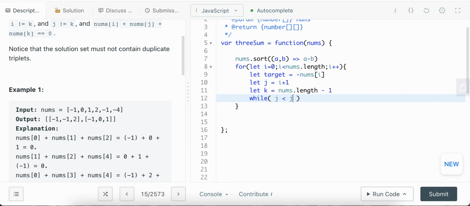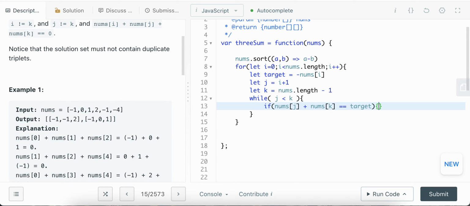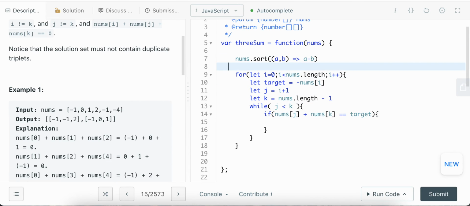k, and then what are the 3 different cases we might have? nums[i] plus nums[j] plus nums[k] is equal to the target. In this case, let us have a variable where we store our results, right? So let us have that, let result be equal to something. And then what does it mean? That means I have found my solution. In this case, I'll do result.push nums[i], nums[j], and then nums[k].